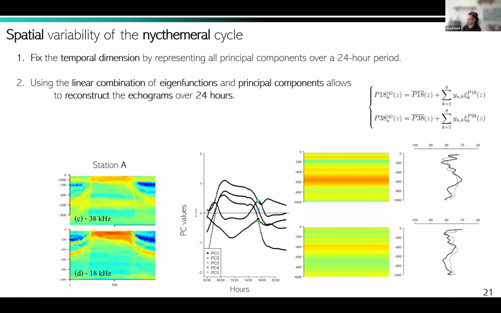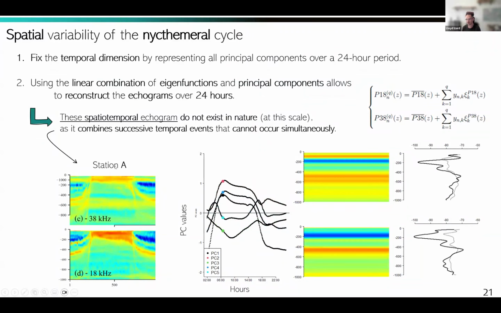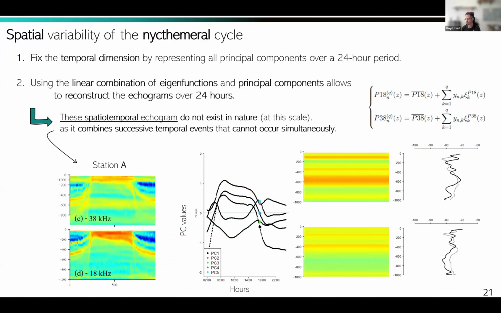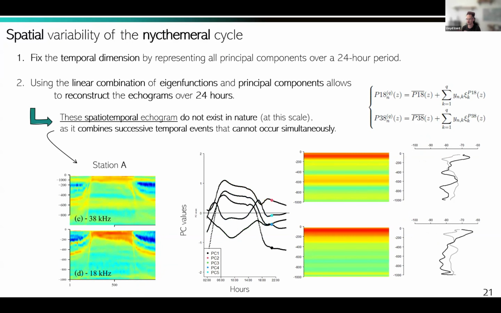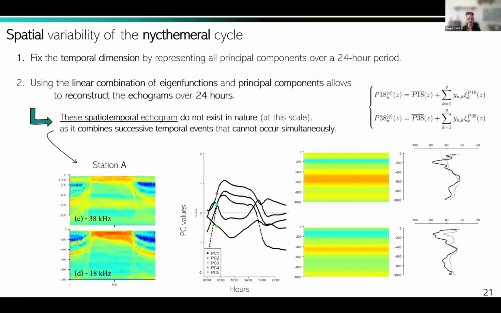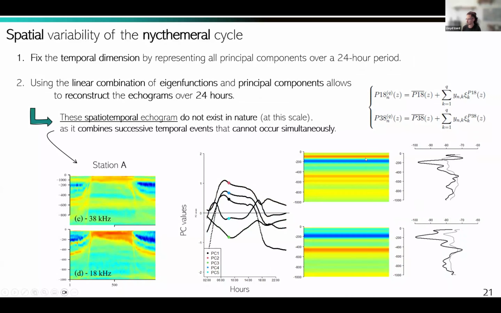And this allows me to mention that the echograms that we get on the left here do not exist in nature, as they combine successive temporal events that cannot occur simultaneously. It's just a vision that combines space and time over 24 hours at the same time. And if you want to unfold time, that's the type of echogram that you'll get.